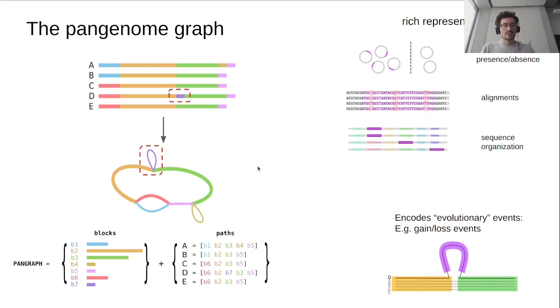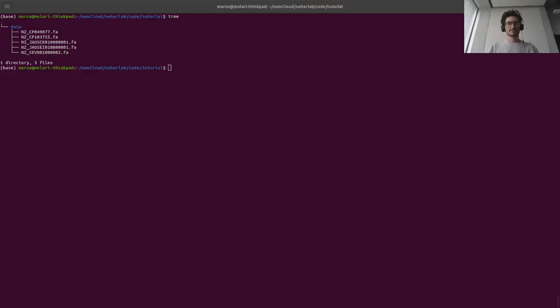Okay, so now let me show you how to build a graph. Okay, now for the more hands-on part of the tutorial, I prepared a folder with 5 FASTA files. These contain 5 chromosomes of E. coli sequence type 131 isolates that we want to compress into a graph. I will assume that you have PanGraph installed and available on your path. If not, we have instruction on our documentation on how to do this.